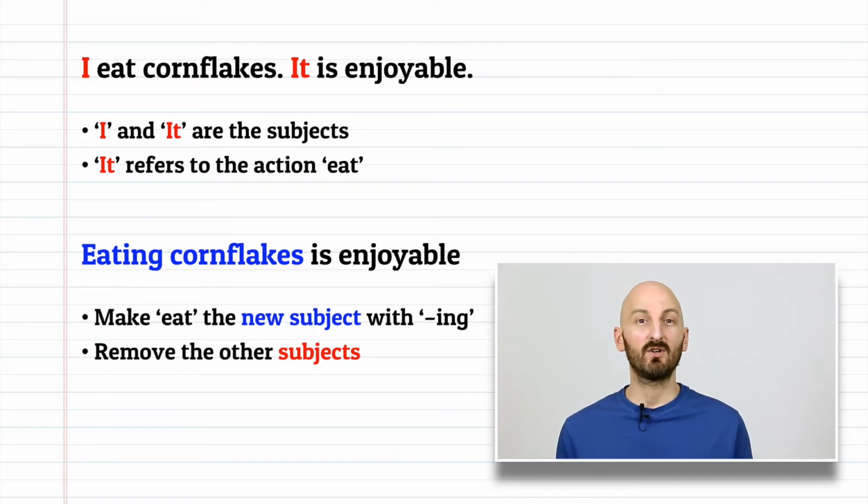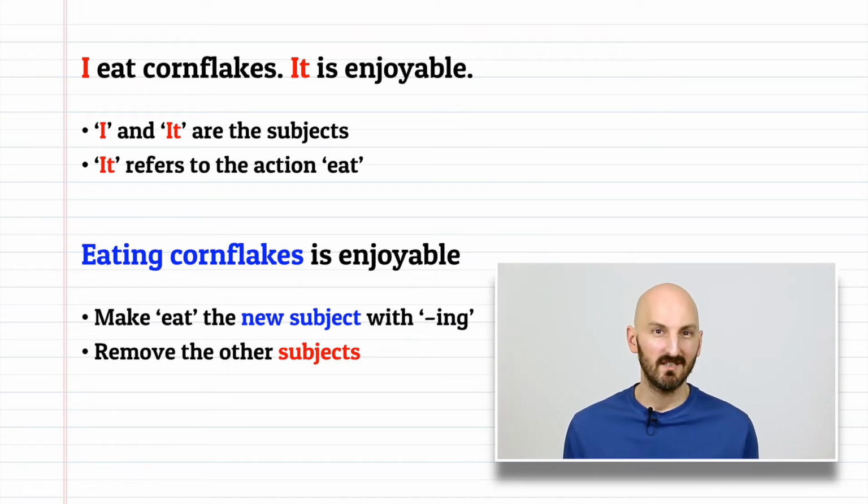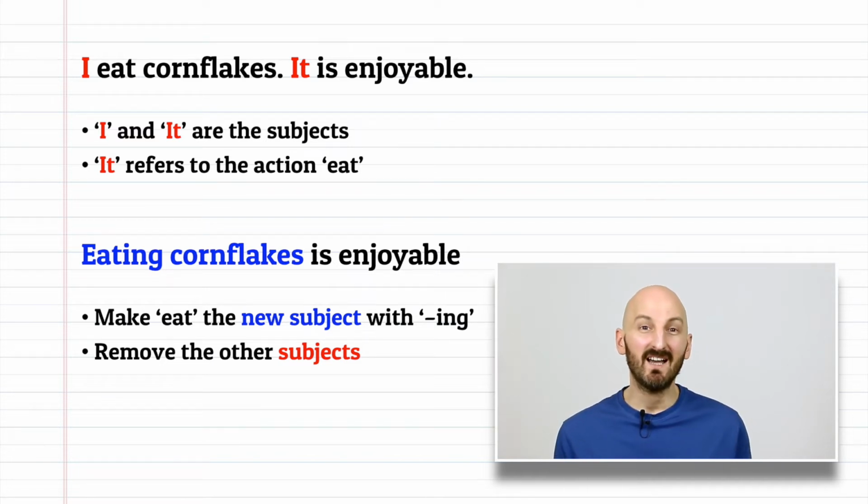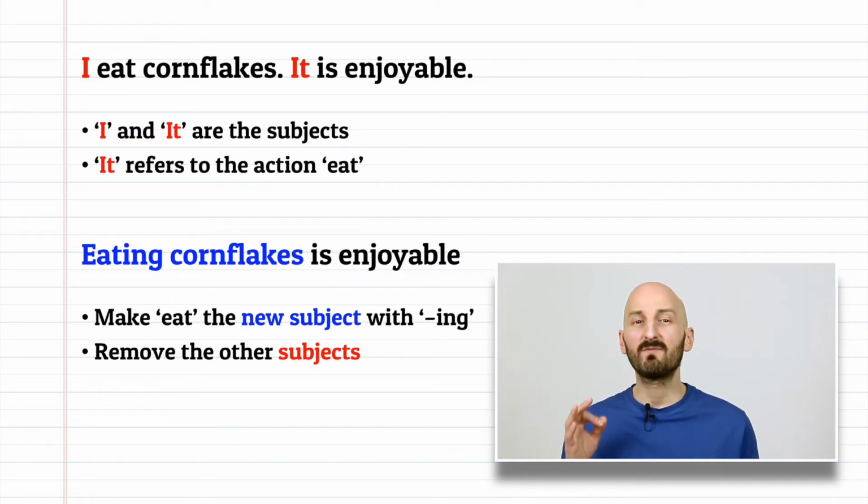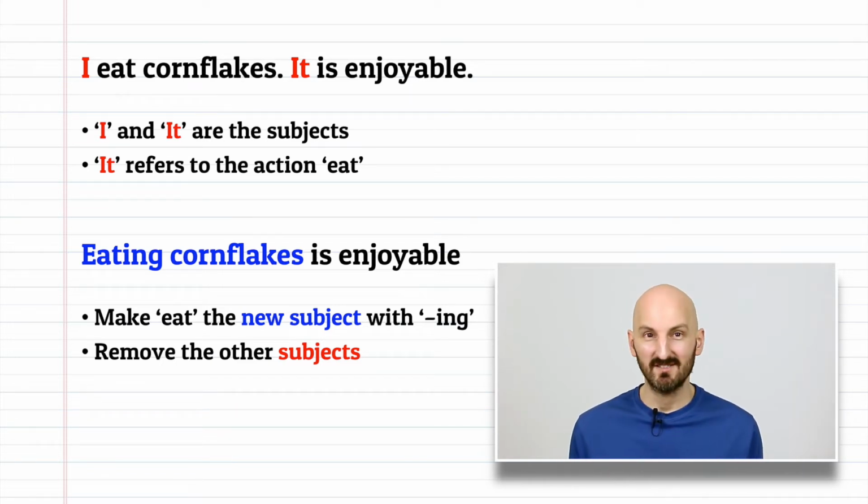The sentences follow the normal structure: subject, verb, object, but we can join them by using the -ing form. Eating cornflakes is enjoyable. The -ing form changes the verb into the subject. The action is now the topic or subject of the sentence. This is a very powerful language technique, and we can use it to make much longer, more interesting sentences.